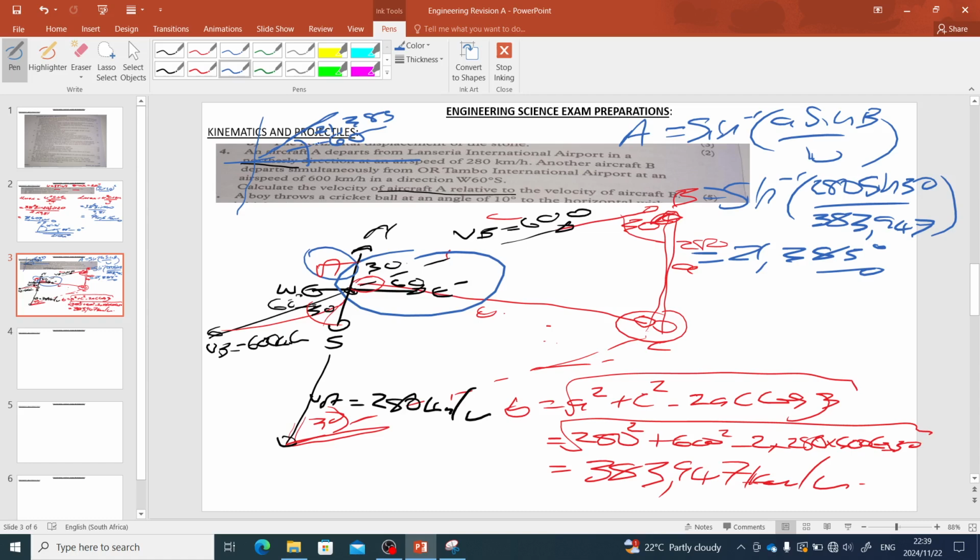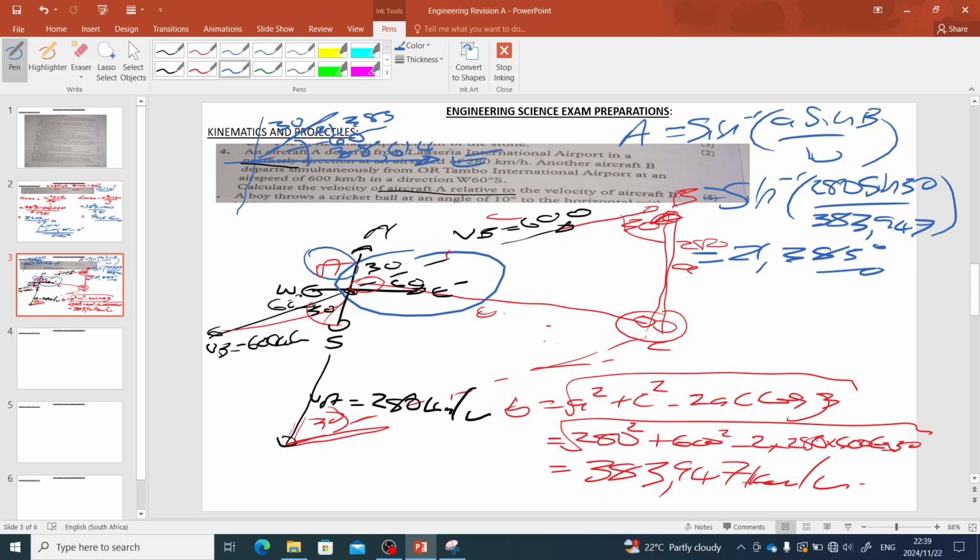Then we get our angle. From here to where the cardinal point is, it is 38,614. Then this angle from here to there, it is what? It is 30. When you add all of those angles, they must give you 90. It is 30 plus 21,385 plus 38,614 equals 90. Like I said, they must give you 90.